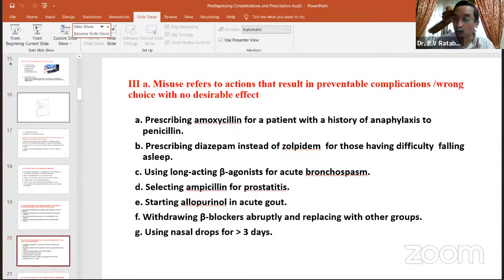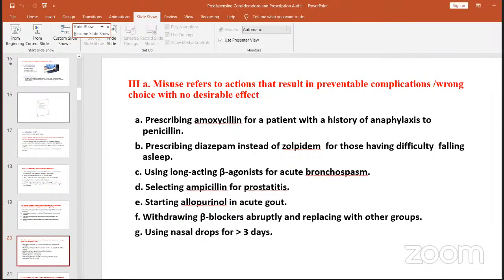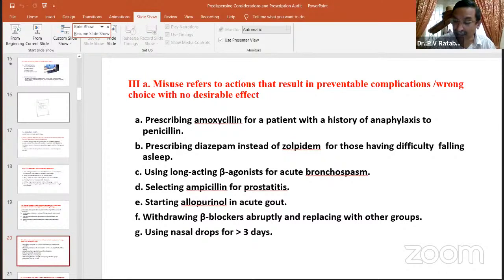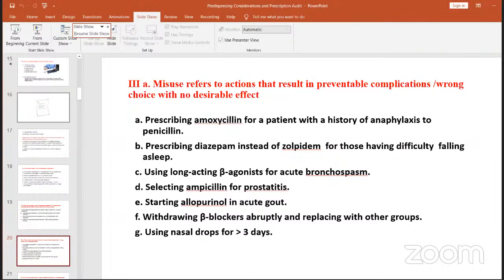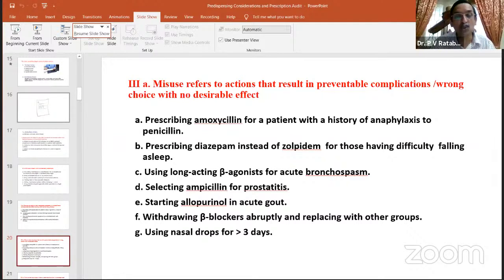Using nasal drops for more than 3 days. If you get a prescription for nasal drops, please tell the patient. I know it is the doctor's responsibility to tell this, but most of the doctors will not tell. So you can always tell, because you are a link between the doctor and the patient. Tell them not to use nasal drops for more than 3 days. If you use nasal drops for more than 3 days, it can cause atrophic rhinitis, and this atrophic rhinitis can cause more problems than solution.